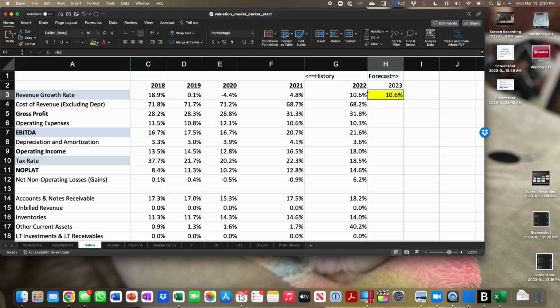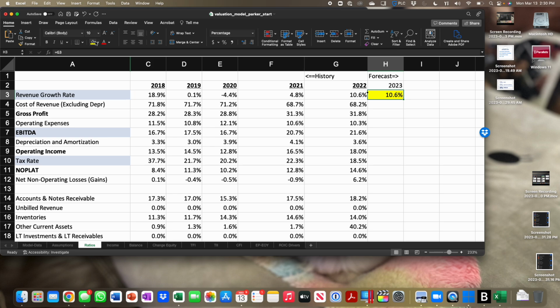Now, the reason I'm going to leave it equaling the previous year as a placeholder is just as we're building the same model, I want you to have the same information I do, so we're all going to have the same revenue growth rate. Don't type in 10.6% because that number's rounded. And if you type in 10.6%, you're not going to get the same answer I do. So equals the previous year. Yellow, because that's a number we can change.